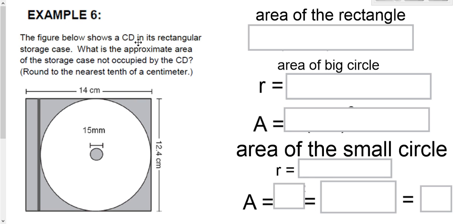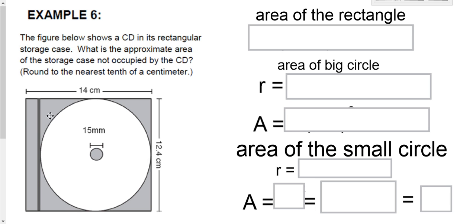The figure below shows a CD in a rectangular storage case. What is the approximate area of the storage case not occupied by the CD? So they got a little tricky here. You can see the CD is a rectangle. We're going to subtract this whole CD area except for the center. It's shaded. So we're going to have to find 3 areas: the area of the rectangle, the area of the big circle, and the area of the little circle.